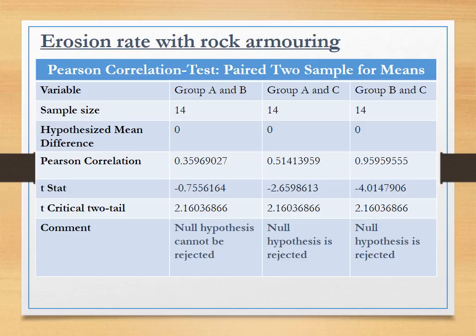Here you can see the t-stat value for group AB lies in between the positive and negative range of t-critical two-tails. Hence, the null hypothesis cannot be rejected. However, t-stat for group AC and group BC falls outside the positive and negative range of t-critical two-tails. Hence, the null hypothesis for those scenarios is rejected. This means that mean erosion rate for group C is statistically different from group A and B.